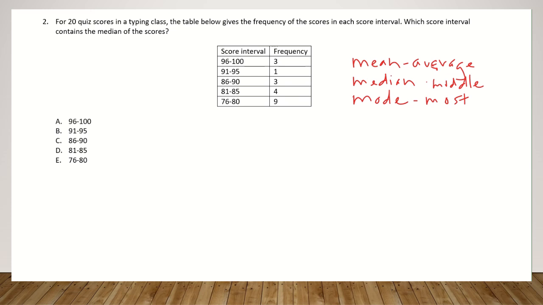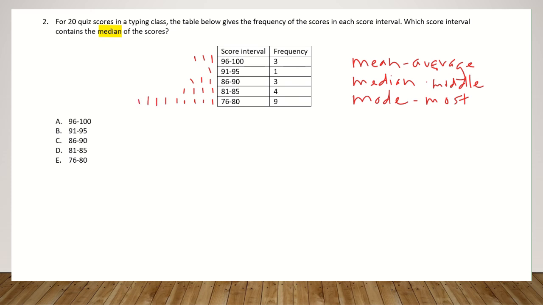So in this one, we're looking for the median of the scores. Remember, that is the one that is physically in the middle after we have put them in order. So we look here and we see that our score intervals are in numerical order. So what we can do is take our frequency over here and make tally marks, okay? So 96 to 100 has 3, 91 to 95 has 1, 86 to 90 has 3, 81 to 85 has 4, and 76 to 80 has 9.